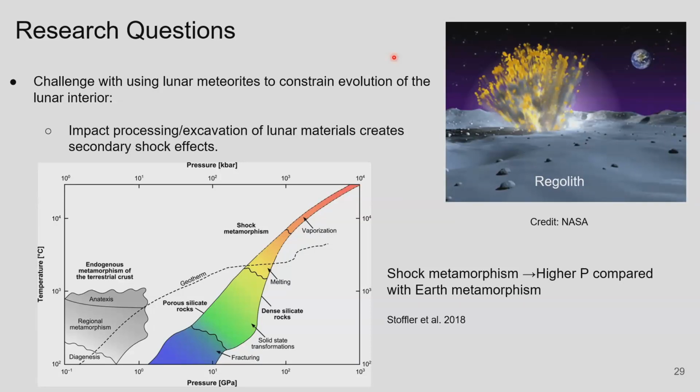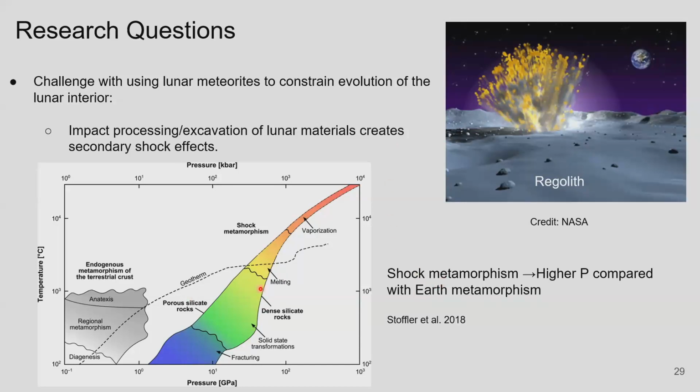I talked about the advantage of using lunar meteorites, but now let's talk about some disadvantages. Well, whenever you have impacts that strike the moon and eject material, these high energy collisions create shock waves. And these shock waves propagate and they create compression waves. They basically move through the material and they can deform the material. And that's a problem because whenever you have these secondary shock effects, you have what's called shock metamorphism.